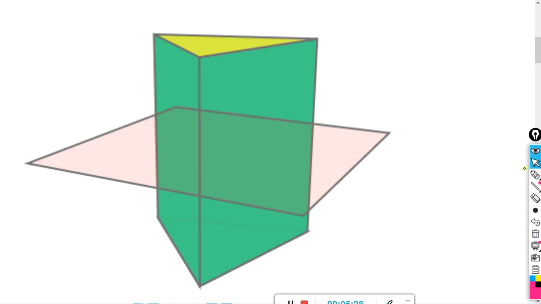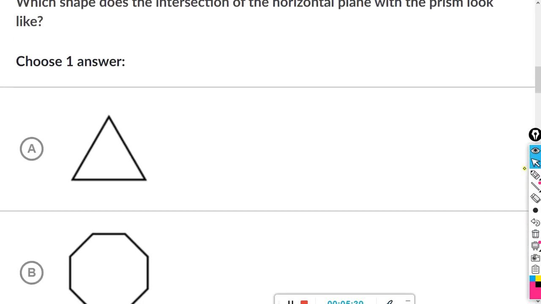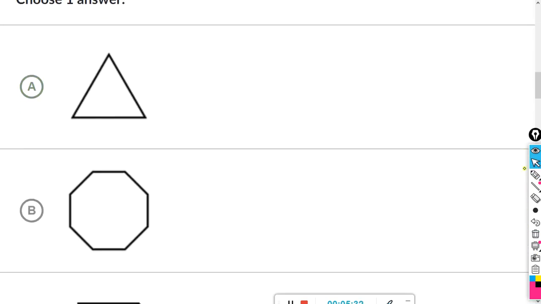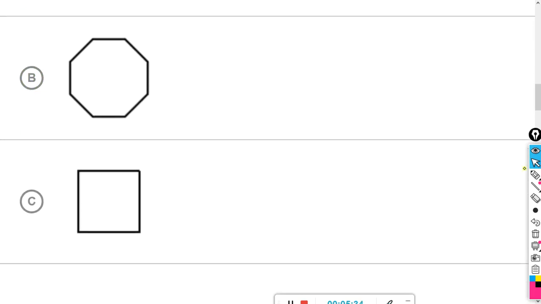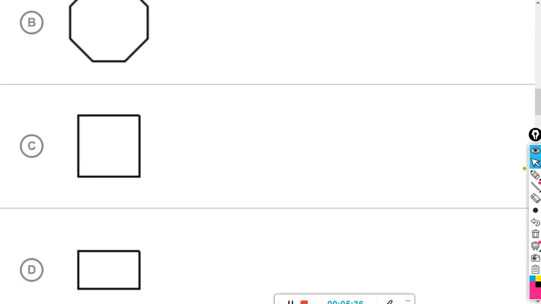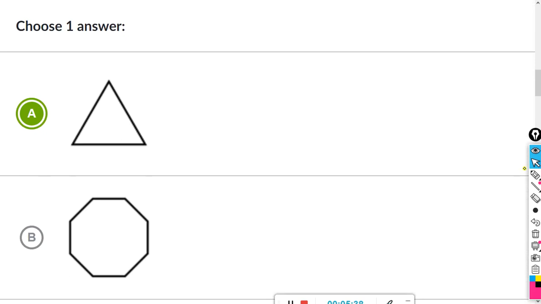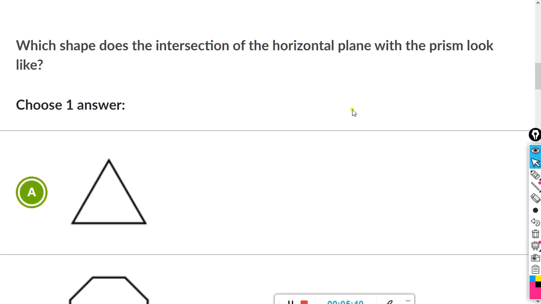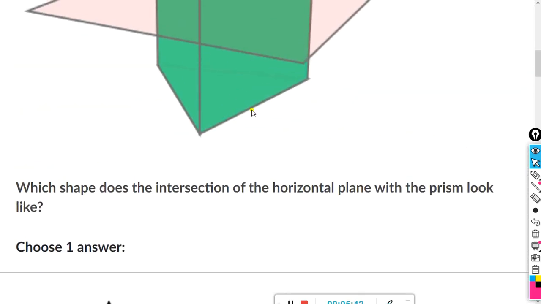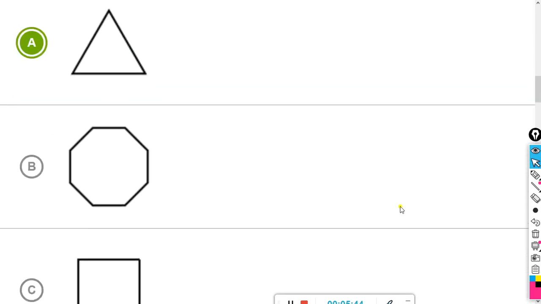So let's look at our answers. A is a triangle, B is an octagon, C is a square, D is a rectangle. So it has to be A, because like we said, the bottom and top bases are triangles.